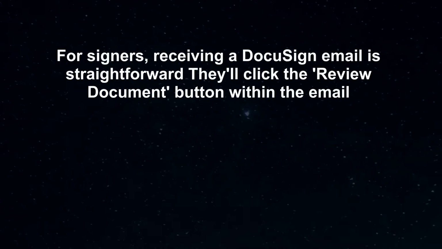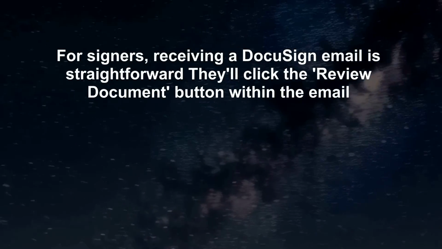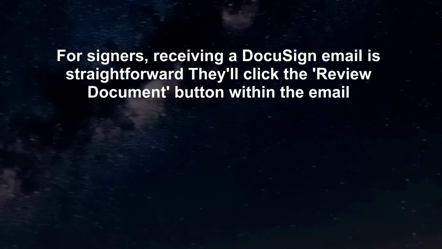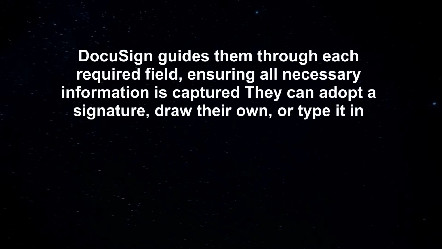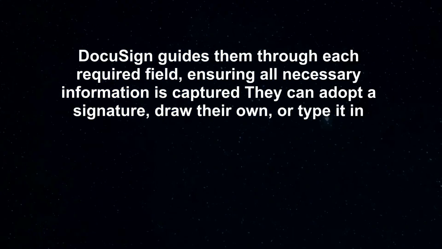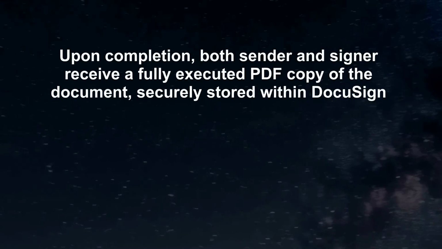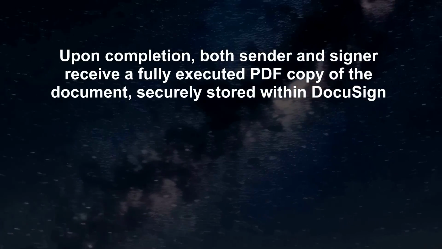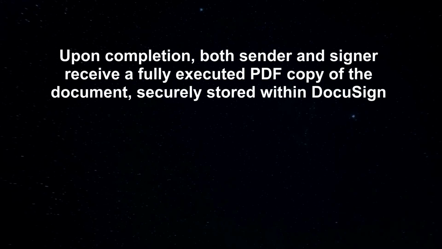For signers, receiving a DocuSign email is straightforward. They'll click the Review Document button within the email. DocuSign guides them through each required field, ensuring all necessary information is captured. They can adopt a signature, draw their own, or type it in. Upon completion, both sender and signer receive a fully executed PDF copy of the document, securely stored within DocuSign.